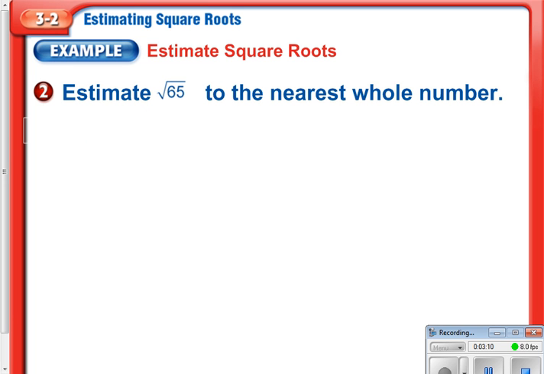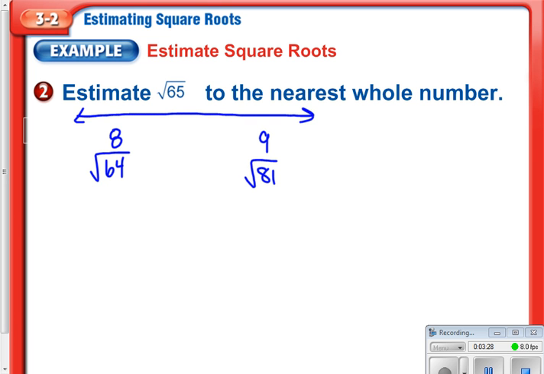Same problem solving technique. You're going to estimate the square root of 65 to the nearest whole number, so you need your 2 perfect squares, and if you reference your sheet there, you have the square root of 64 and the square root of 81. This being 9, this being 8. Again, have your number line. Here's 9, here's 8. We know in the middle there would be 8.5.